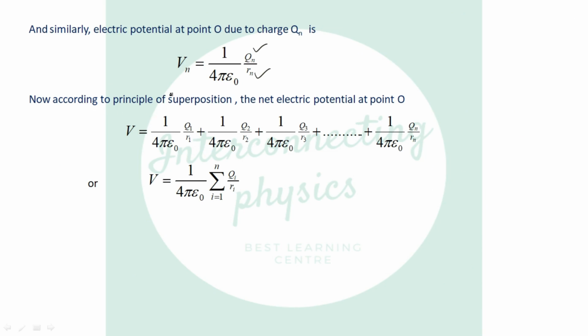Now according to the principle of superposition, the net electric potential at O will be the sum of all these potentials. Okay. This is the relation for the superposition principle, but if you want to convert this relation into summation form, then we can write 1 over 4 pi epsilon naught, summation with limit i from 1 to n, Qi over Ri, because the Q1, Q2, Q3 values are changing, so we write it as Qi, and similarly for R, that is Ri.